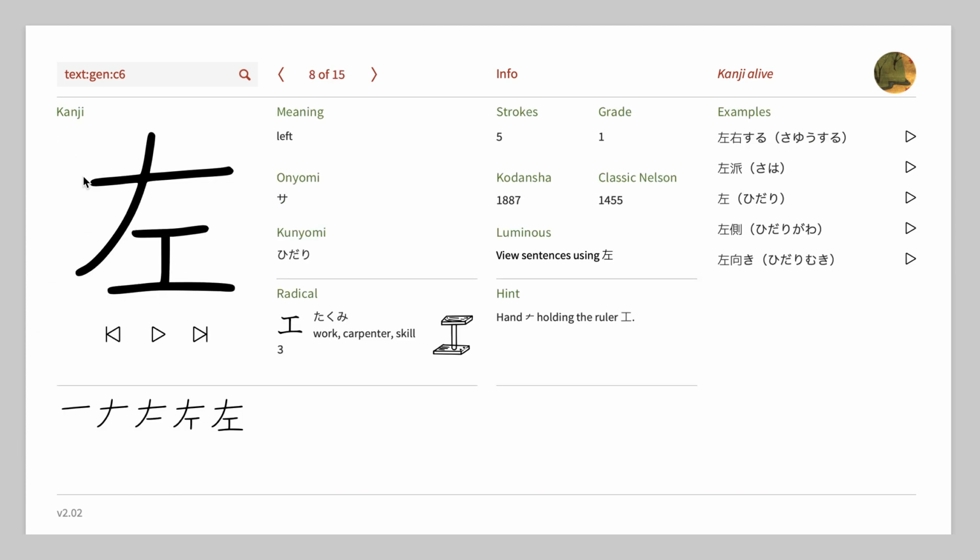Kanji for left, as you can see, same top 2 strokes, but a different radical to the right of that. Okay, so here we go once more with stroke order. The readings for this kanji, the onyomi is sa, the kunyomi is hidari. And again, the examples are very similar to what you just saw with migi. So sayu suru, hidari, left, hidari gawa, hidari muki, left facing.